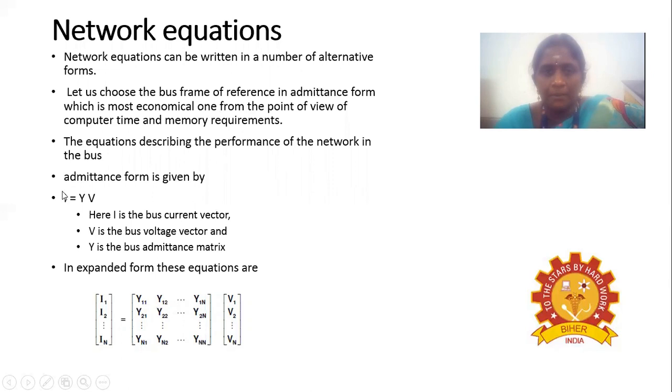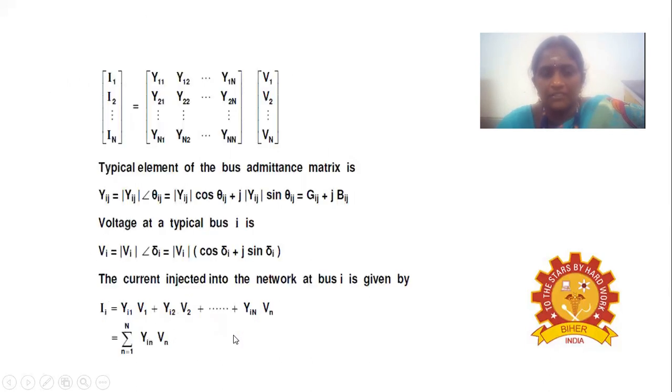Usually a power system network consists of a larger number of buses, so we have to expand this for n number of buses. So we can write I1, I2, up to In. Then Y11, Y12 up to Y1n, Y21 to Y2n, then Yn1, Yn2 and Ynn. This is the bus admittance matrix for n number of buses, and V1, V2 up to Vn.